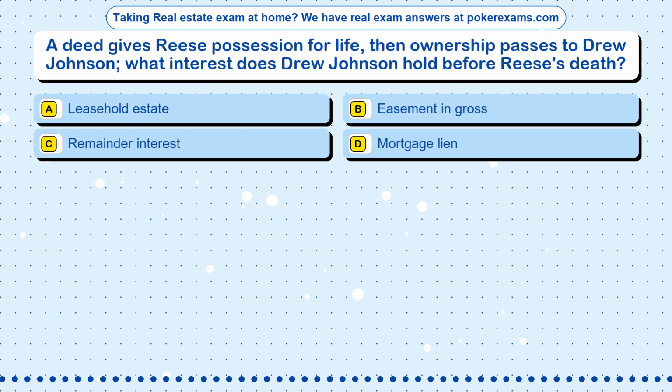Question 27. A deed gives Reese possession for life, then ownership passes to Drew Johnson. What interest does Drew Johnson hold before Reese's death? Option A, leasehold estate. Option B, easement in gross. Option C, remainder interest. Option D, mortgage lien.